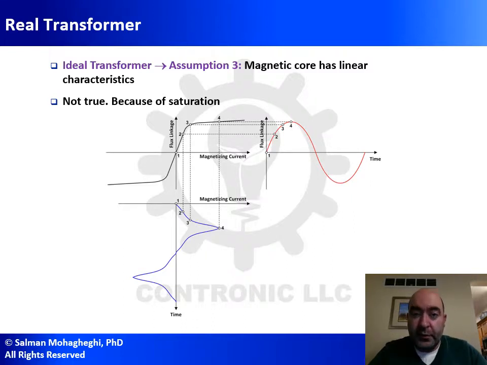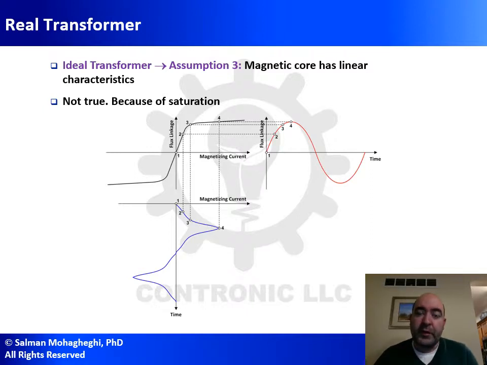Now, in a real transformer, this linear relationship between flux and current, or B and H, does not hold anymore. We refer to this phenomenon as saturation. What that means is this. As you increase the amount of current applied to the winding, or the amount of H applied to the magnetic core, you're going to get more and more magnetic dipoles aligned with the H. This is going to generate more magnetic flux for you. There comes a time, however, that most of the existing magnetic dipoles are already aligned with H. So in order to get, let's say, 5% more magnetic flux, increasing the current by 5% or increasing the H by 5% does not suffice anymore.